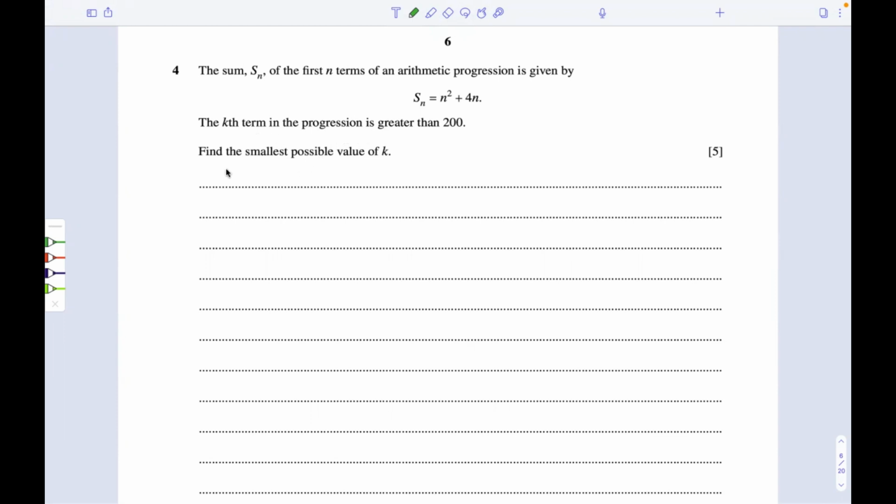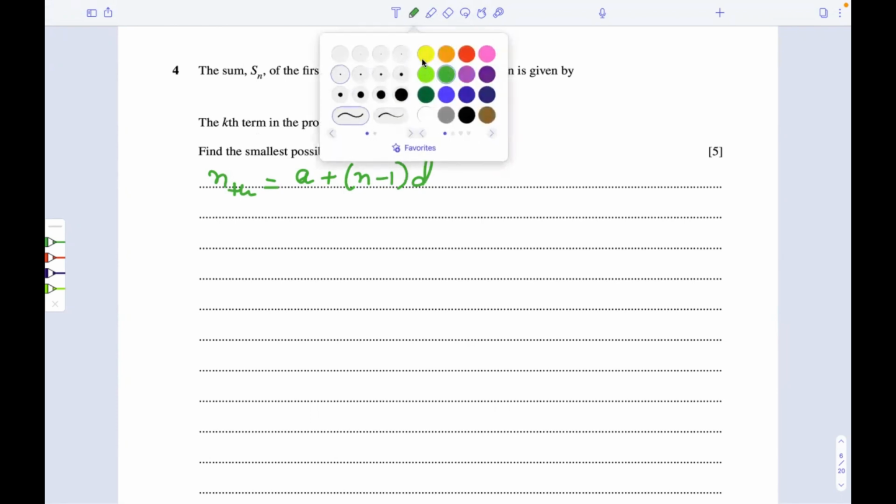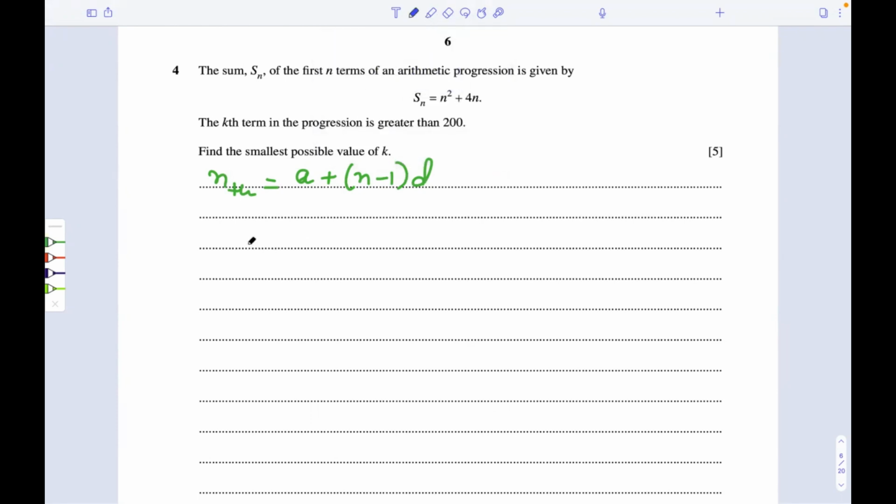So to find the general term, or the nth term of our arithmetic progression, we know that the formula is a plus n minus 1 times d. Now, as we have the sum given, we can compare it with the formula of the sum that we know for arithmetic progression, which is n upon 2 into 2a plus n minus 1 times d. And this is equal to n square plus 4n. Now, comparing these two equations, we'll be able to find the values of a and d.